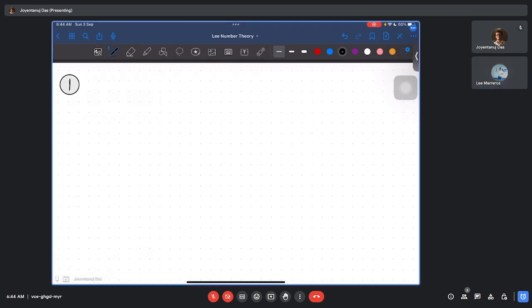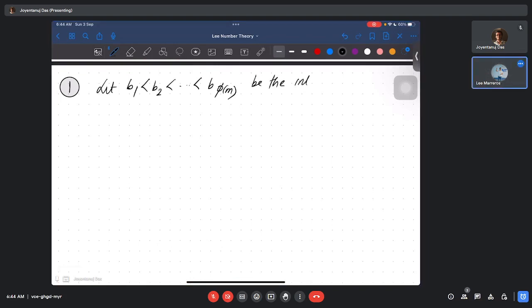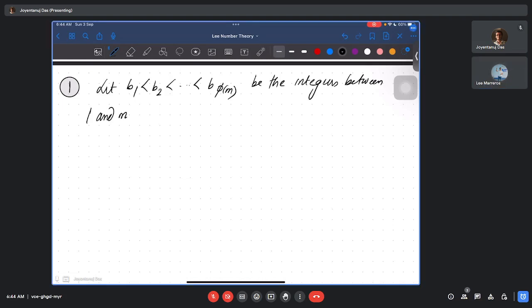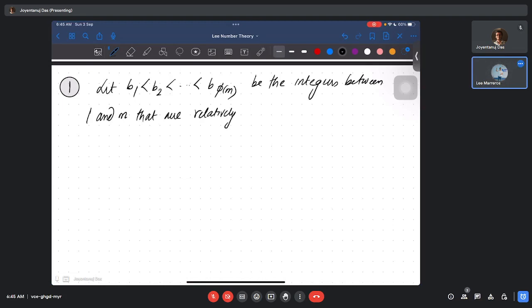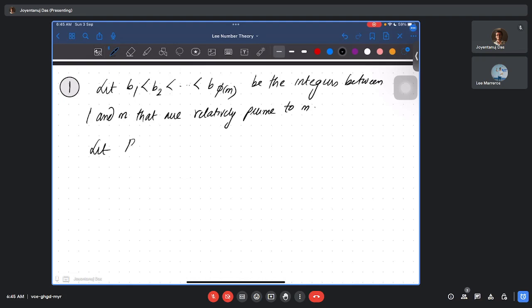The first one is: we are taking b1, b2 up to b_φ(m), the integers between 1 and m that are relatively prime to m, including 1. And we define the product capital B to be the product of these numbers.